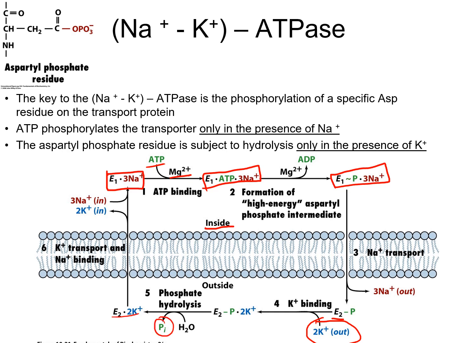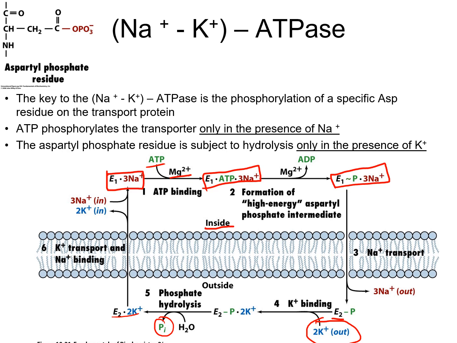Now we have E2 that's no longer phosphorylated, and so it doesn't want to be in this shape, but instead wants to be in this shape, because this is our non-phosphorylated form of our protein. So it's bound to potassium, it's lost the phosphate, so it's going to go like this. Now all of a sudden these potassium ions that were bound to our protein are released to the interior of the cell.